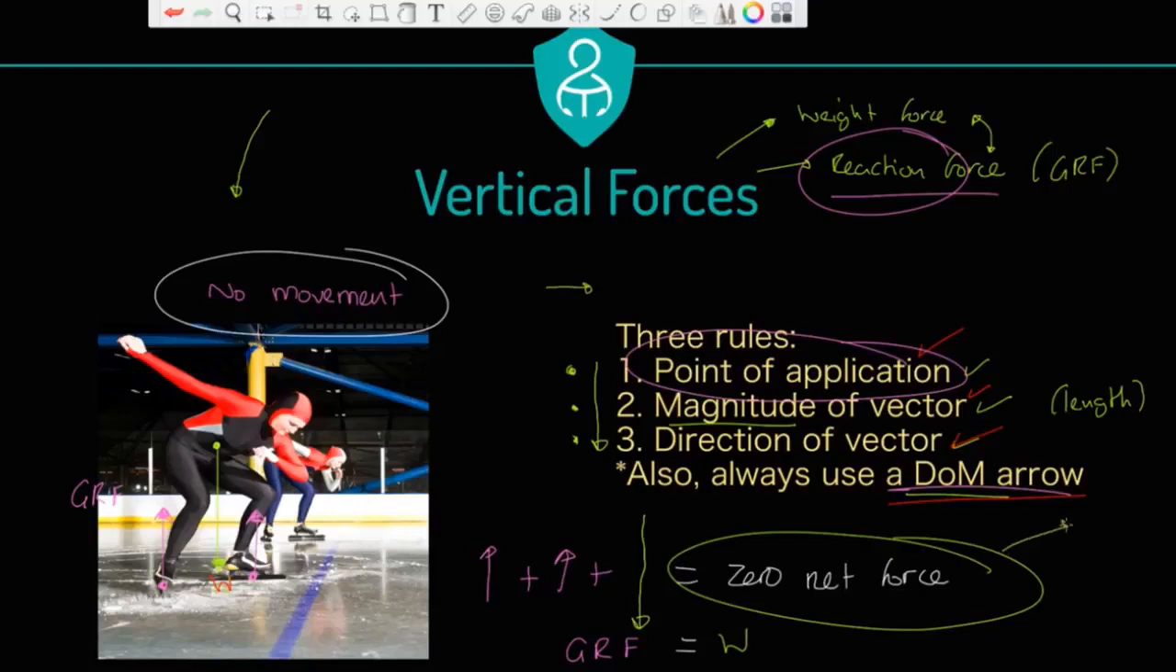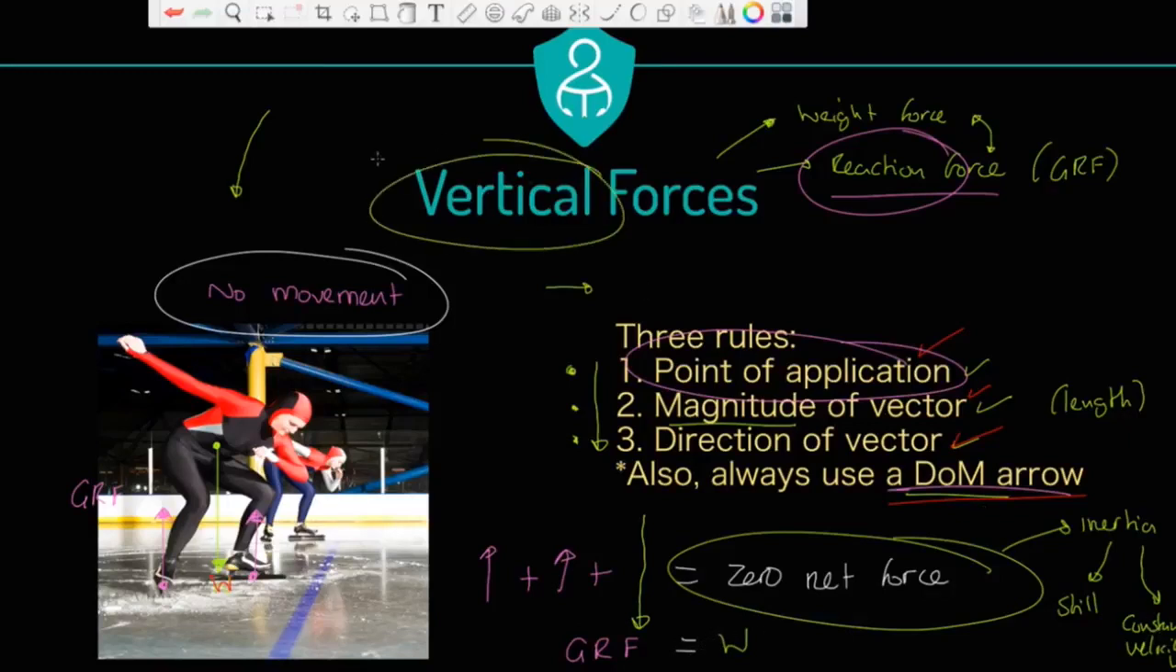Now, zero net force is synonymous with the concept of inertia. So with inertia, we have two possibilities. Either the performer could be completely still, and that's what we've got here, or they could be in a state of constant velocity, more of which in a second. One of those two things has to be the case if ground reaction force and weight force are equal.